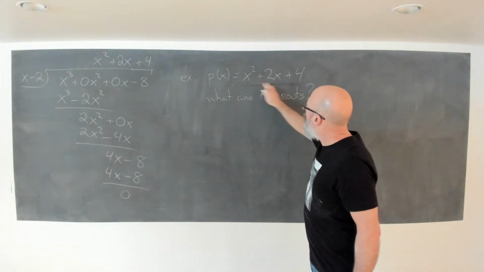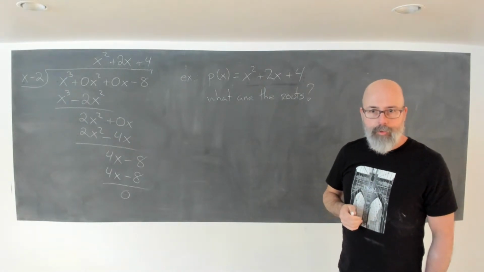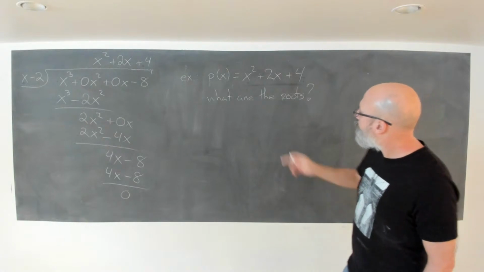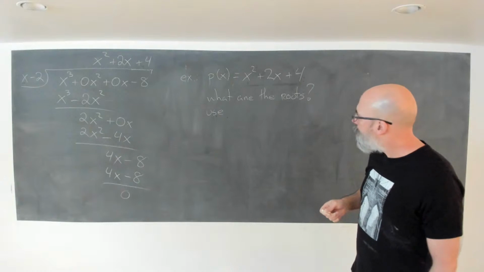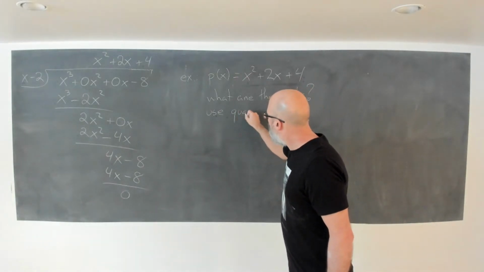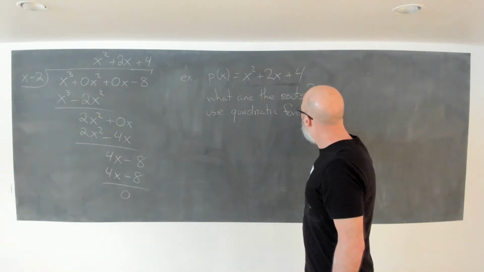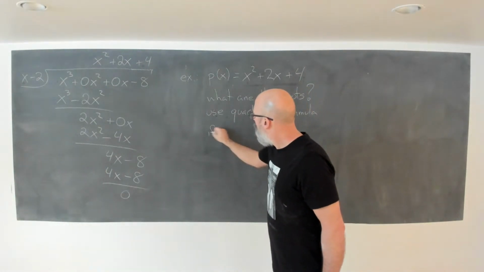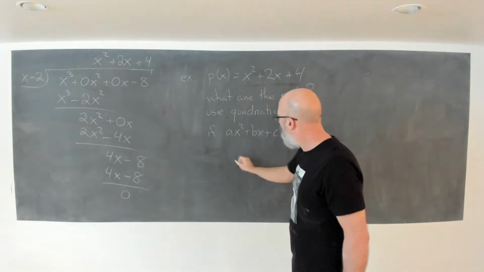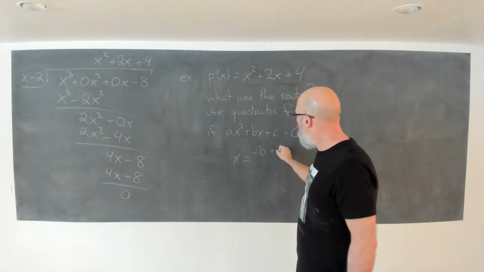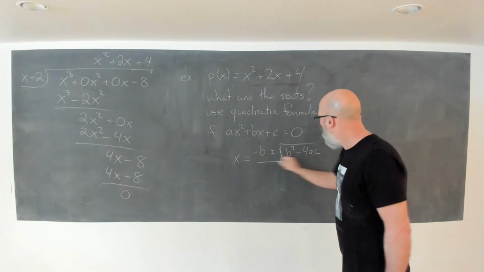But this is a polynomial of degree 2, or a quadratic polynomial. What can you do to find the roots? To find the roots, as Michael suggests, you can use the quadratic formula. So let's recall, if ax squared plus bx plus c is equal to 0, then x is -b plus or minus square root of b squared minus 4ac over 2a.